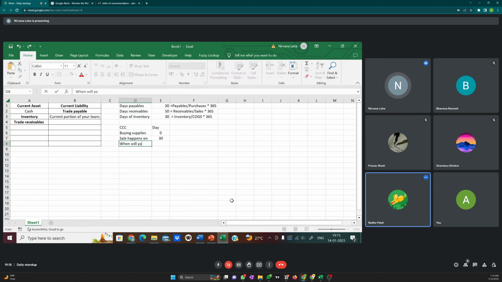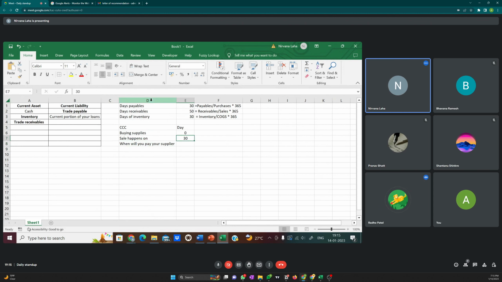Okay. When will you pay your supplier? On what day will you pay your supplier? Day 30. Correct. Why is that, Pranav? Because the days payable is 30, so you will pay your suppliers after 30 days. Absolutely. Correct. And when will you collect money from your customer?